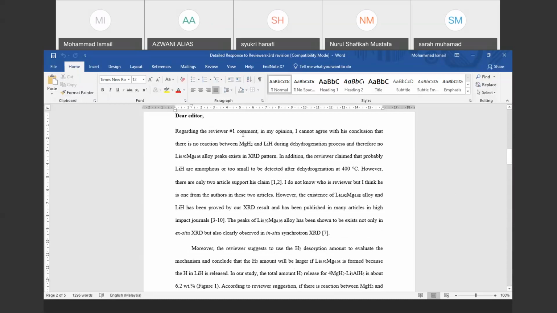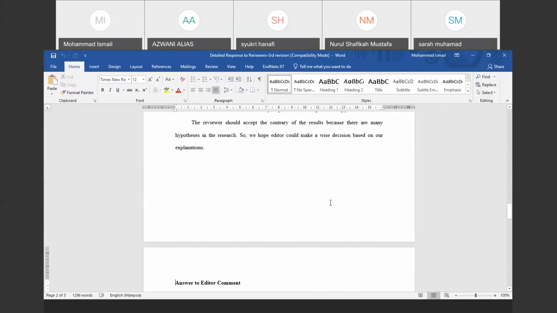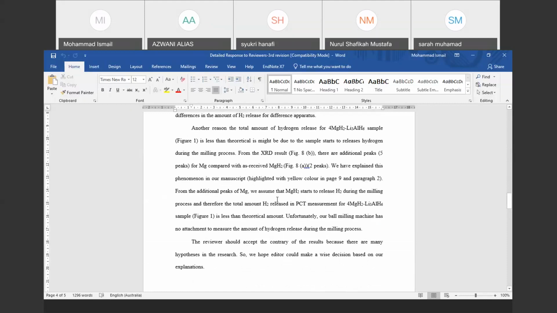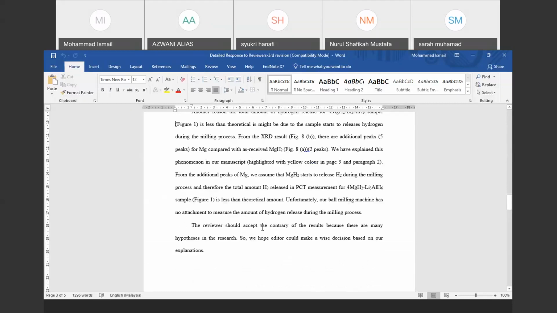Okay, regarding the reviewer number one comment, in my opinion, I cannot agree with this conclusion that there is no reaction. I don't agree with the reviewer. And the last sentence: the reviewer should accept the contrary of the result because there are many hypotheses in the research. So we hope that the editor could make a wise decision based on our explanation.